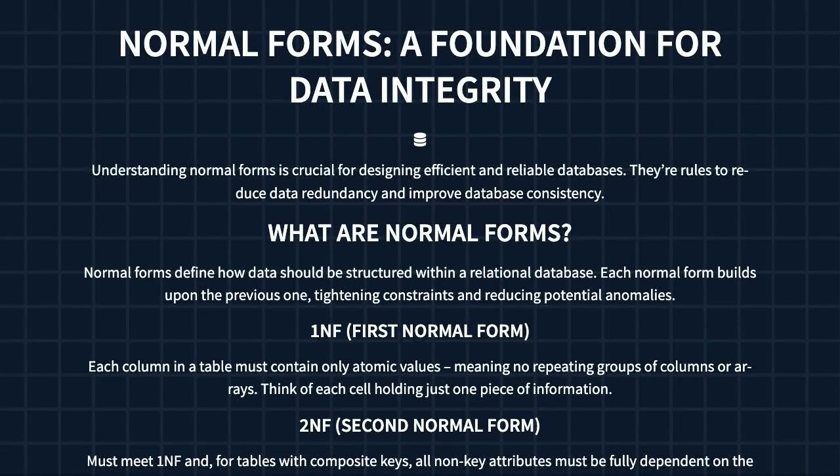Let's talk about normal forms. They're a really important part of designing good databases. Essentially, they're rules we follow to make sure our data is consistent and doesn't have any problems. We start with 1NF, which basically means each column can only hold one value. Then we move on to 2NF, ensuring that all information in a column depends entirely on the entire primary key. 3NF builds on that by getting rid of transitive dependencies, avoiding situations where a column relies on another column that itself relies on the key. And finally there's BCNF, which is even stricter than 3NF.